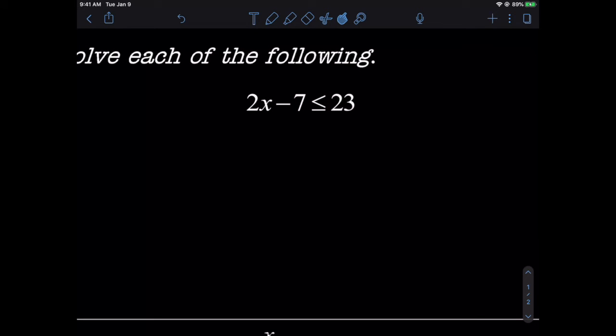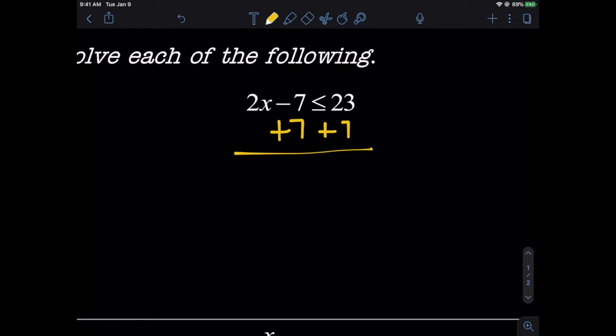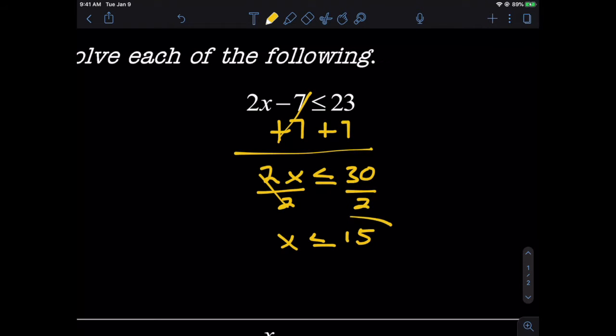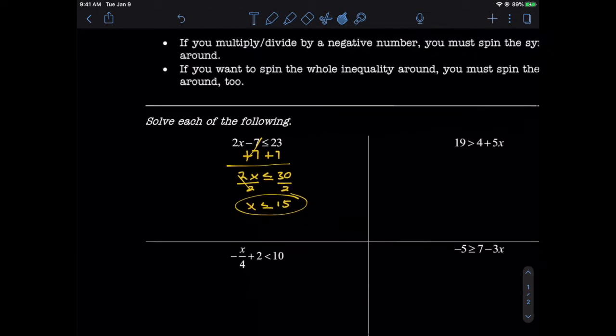This first example we could solve as if it was 2x minus 7 equals 23. Start by adding 7 to both sides to get rid of the subtraction there, and that's going to give us 2x is less than or equal to 30. Gotta get rid of multiplication? Divide, Yancey! We divide 2 on both sides, and that's going to give us a final answer of x is less than or equal to 15.